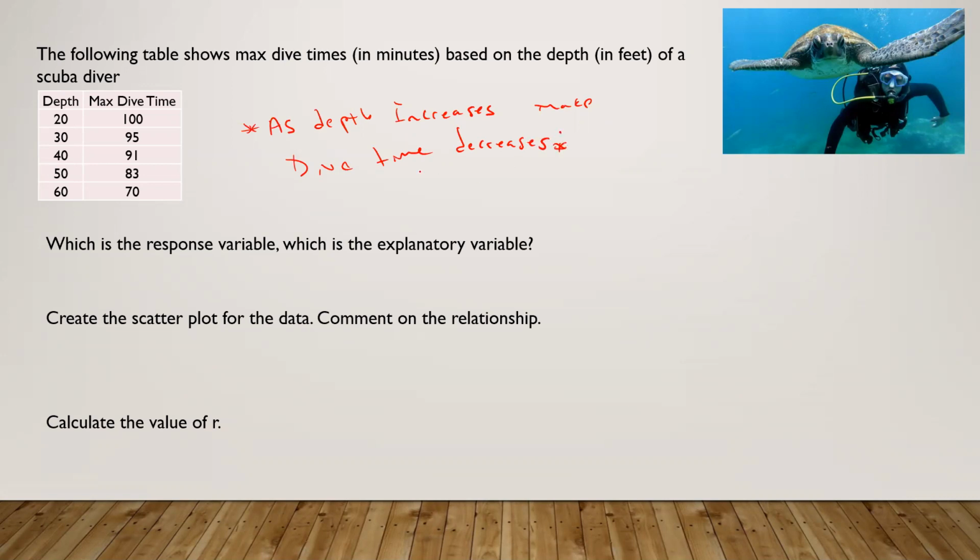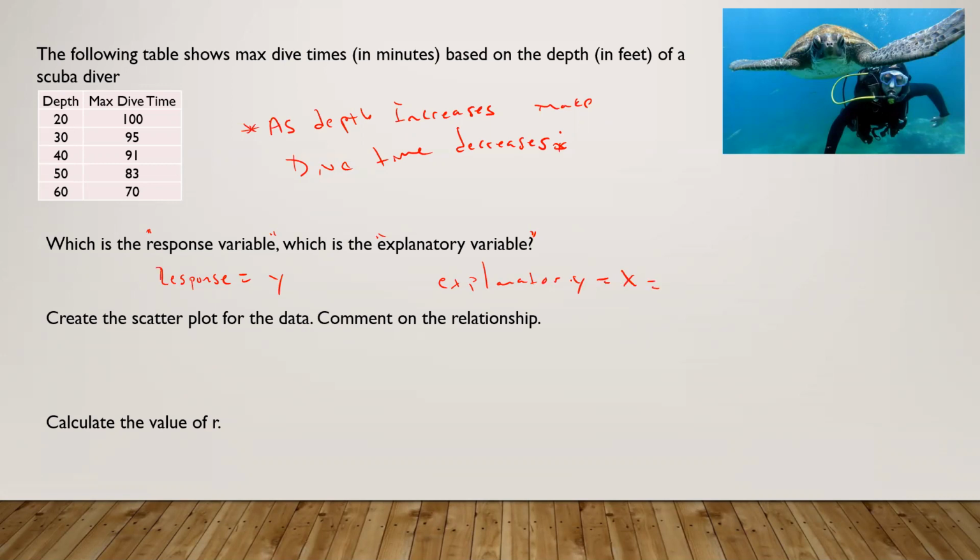So the first thing here, you have two variables. We want to now do this regression correlation stuff for these two variables. So the first thing you have to figure out is which is the response variable and which is the explanatory variable. The response variable is the Y, and the explanatory is the X variable.